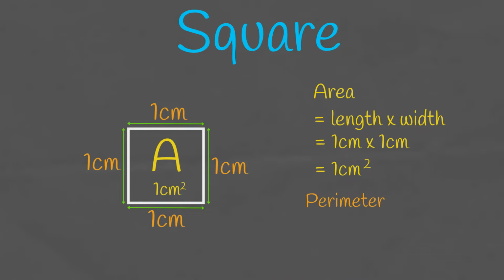Now the perimeter of a shape is the total length of its boundary, which is the sum of all its sides and edges. So to get the perimeter for this shape, you add 1 centimetre plus 1 centimetre plus 1 centimetre plus 1 centimetre. So the total length of the boundary is 4 centimetres.